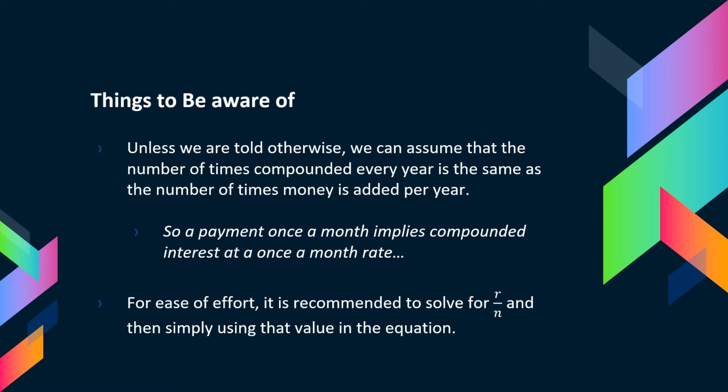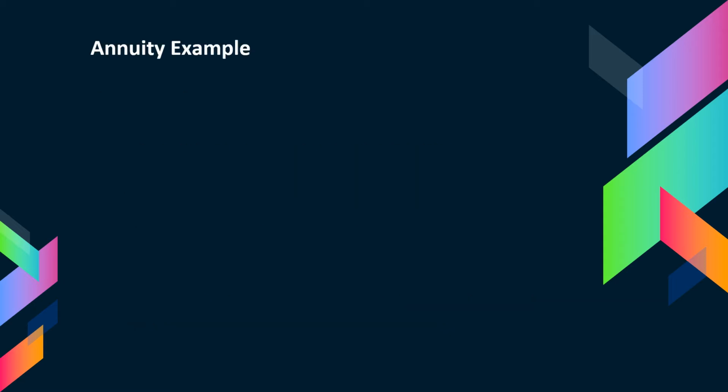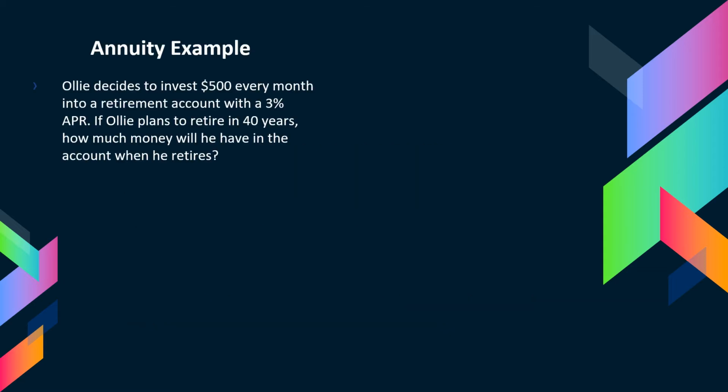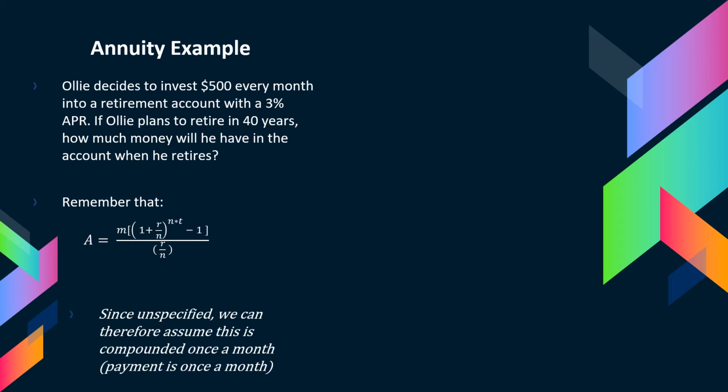Let's do a problem. So let's say that Ollie decides to invest 500 bucks every month into a retirement account with a 3% APR. He's going to retire in 40 years. That's the hope anyway. And the basic question is, how much is he going to have in the end? Well, we've got this formula, so let's use it. And by the way, once again, since I didn't specify that he's compounding in any other quantity, we can assume it's once a month. We can assume that it's whatever the payment rate is.